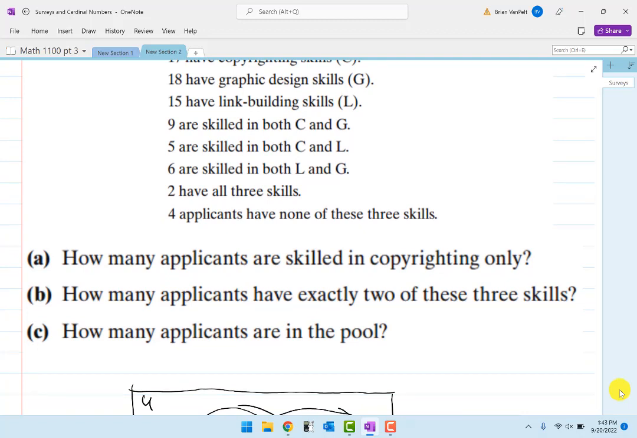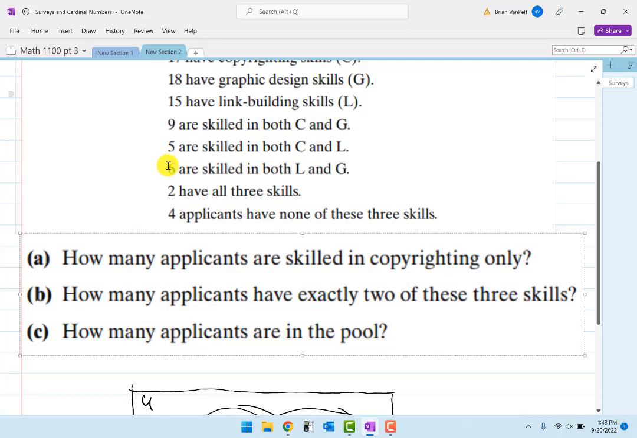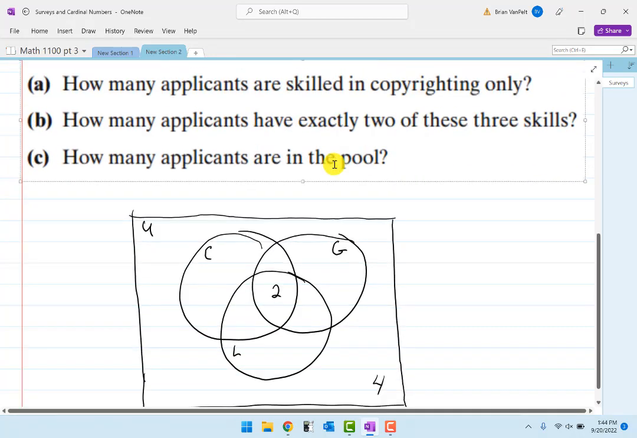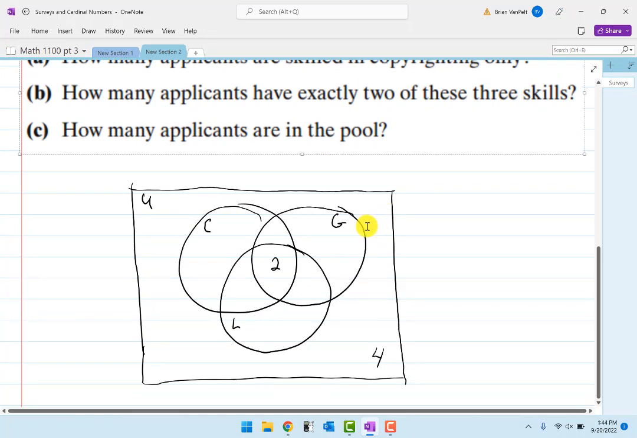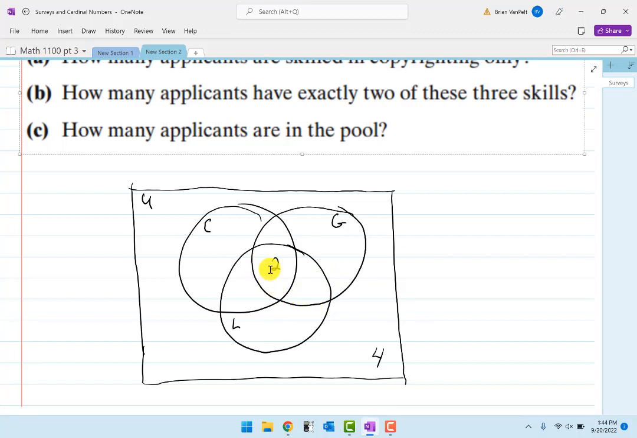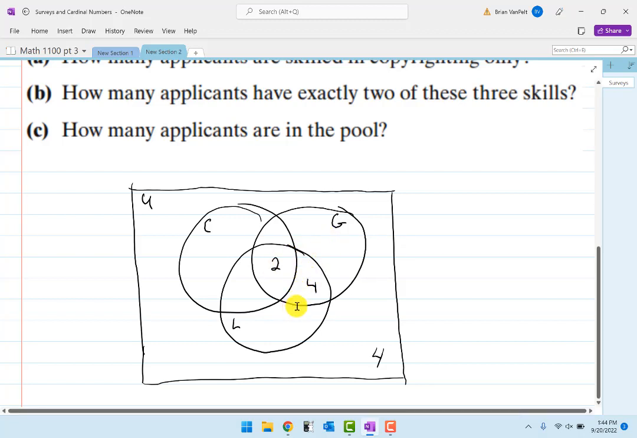So let's take a look. I see that 6 are skilled in both G and L. So 6 people can do both G and L at the same time. So come down to the picture. Let's look and see where L and G overlap. That's this region right here. This is the L and G overlap. However, we already accounted for 2 people. So I know 6 people goes into this overlap total. 2 people are accounted for. That must mean that there are 4 people in that spot. So these 4 people have the skills of G and L, but they do not have the skills of C.